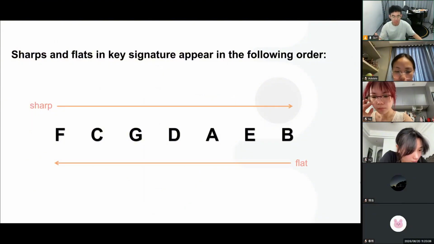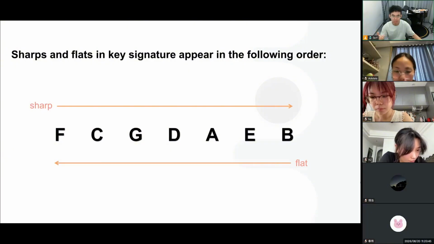Then, students need to memorize the order of sharps and flats. The order of sharps is F, C, G, D, A, E, B. When it comes to this one, I will teach the students to memorize the names in solfege. Solfege is fa, do, sol, re, la, mi, si. And the order of flats is si, mi, la, re, sol, do, fa. Students need to memorize the order.